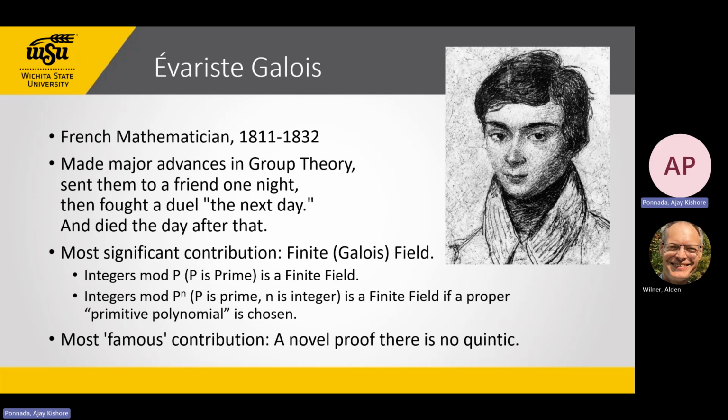So the most significant contributions are the finite Galois field. Integers mod p is a finite field because p is a prime number. Integers mod p power n, where n is an integer, is a finite field if a proper primitive polynomial is chosen. What's a primitive polynomial? We're going to see. And his most famous contribution, a novel proof that there is no quintic formula.